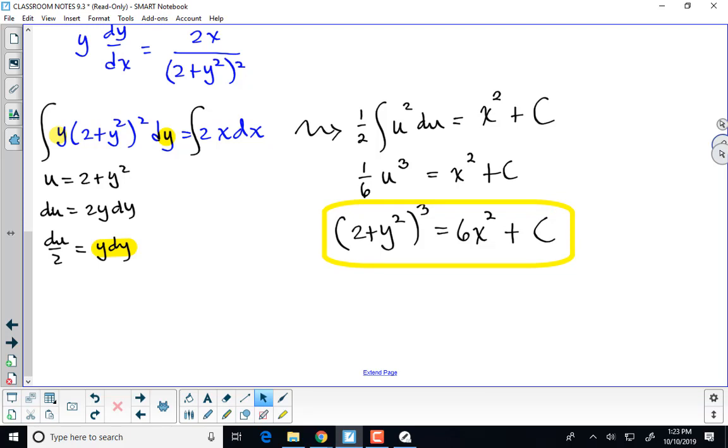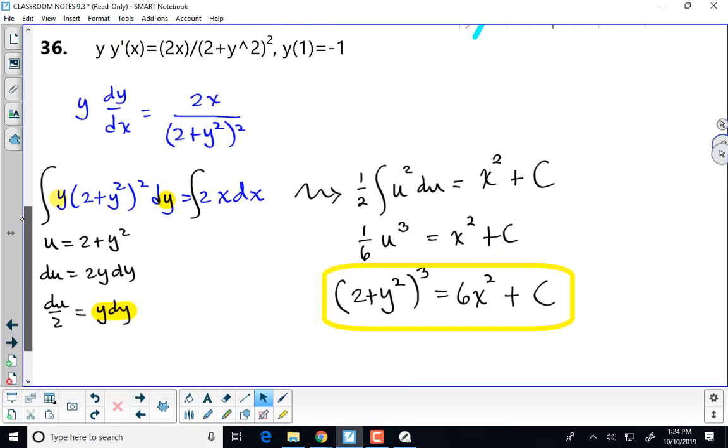And because the square is on the y, it's an even power, we're not going to be able to peel this apart and solve for y. If we did, we'd get a plus or minus, which is not an explicit form. It's still implicit because it's y equals plus or minus. So that's our implicit solution.